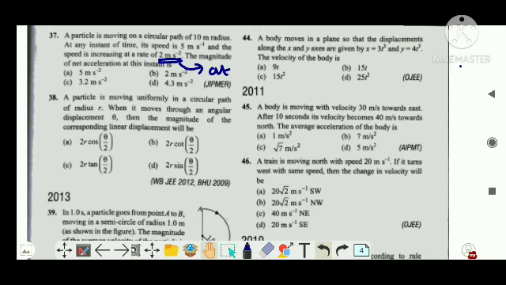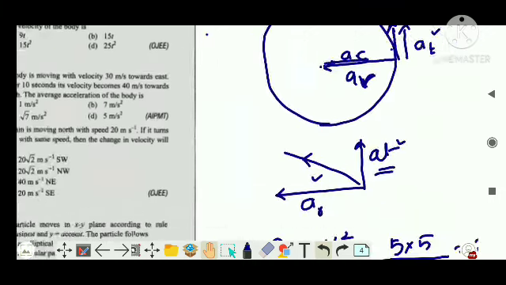A particle is moving uniformly in a circular path of radius r. When it moves through an angular displacement theta, what is the magnitude of the corresponding linear displacement? You are given an angular displacement, and that circular motion's radius is given. You are asked what is the linear displacement. That means you require what is known as a figure.